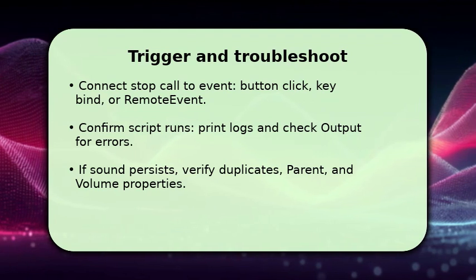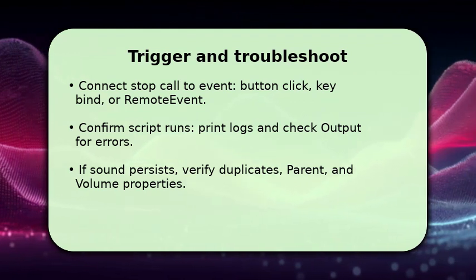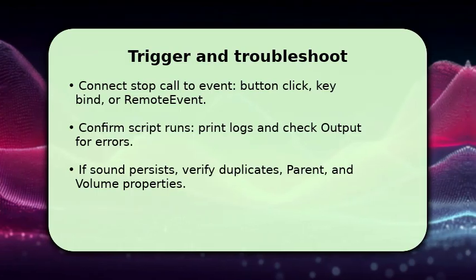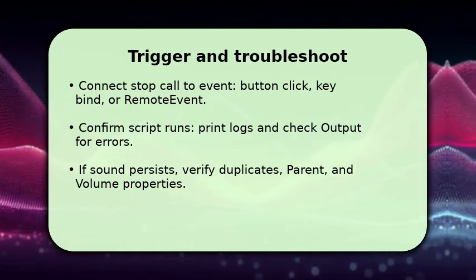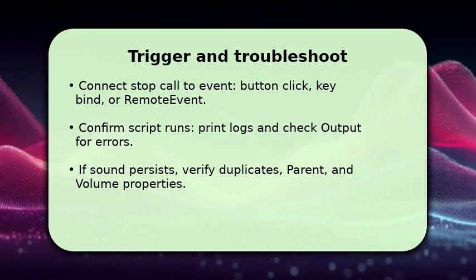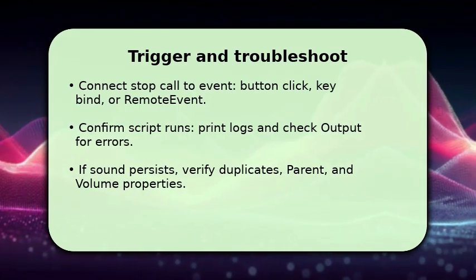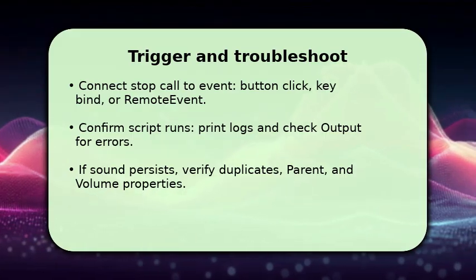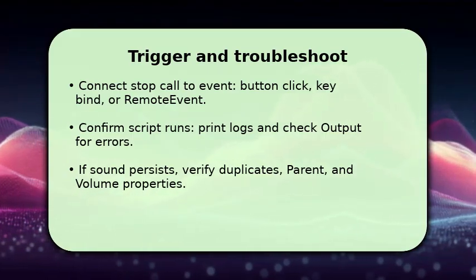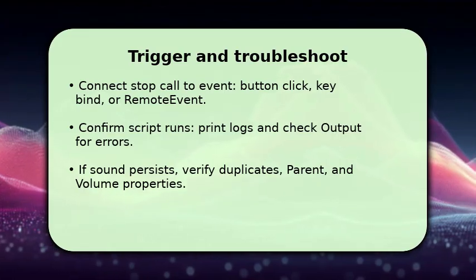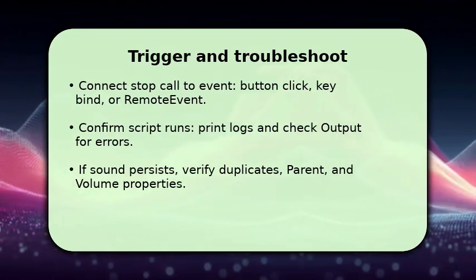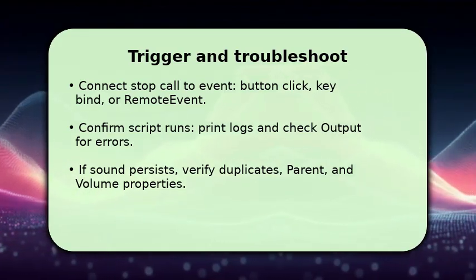event for server-client communication. Once done, test the trigger and include prints or warnings so you can see the script executed in Output. If the music keeps playing, make sure there aren't duplicate sound instances, that you reference the active parent, Workspace versus StarterGui, and that loop isn't forcing repeats. Also check volume and PlayOnRemove behaviors. Fixing these common issues resolves most problems.